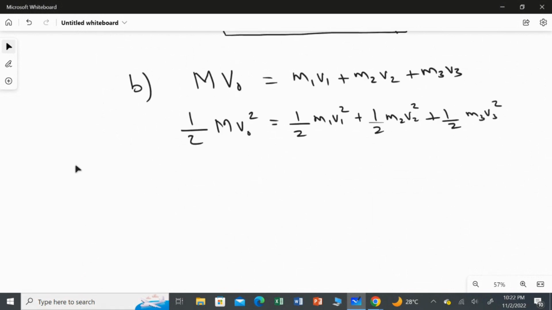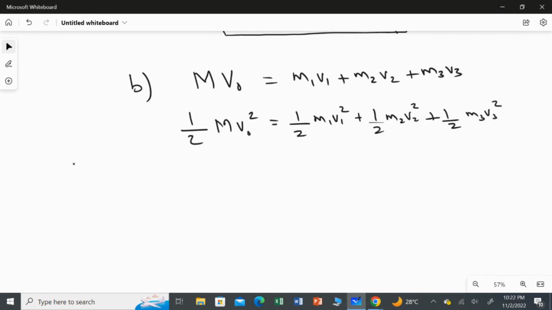Now you have all the values. On the left hand side we have the initial kinetic energy. The right hand side is the final kinetic energy of these three masses. If both sides have the same value, the collision is elastic, because in elastic collision the initial kinetic energy must equal the final kinetic energy. If the left hand side and right hand side are different, the collision is inelastic. Clear? So now we are going to find the value on the left hand side and the right hand side.